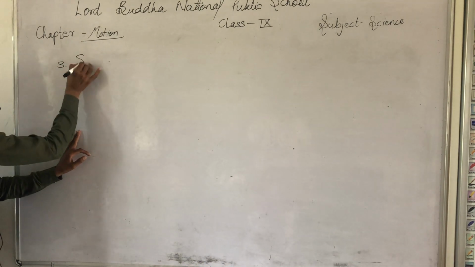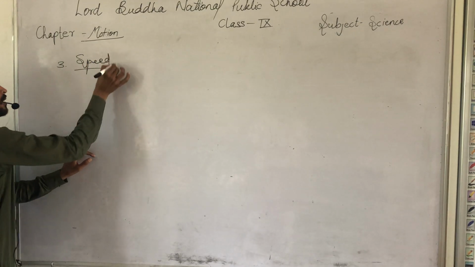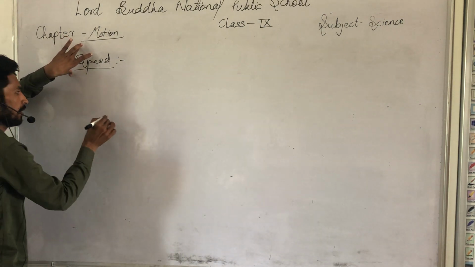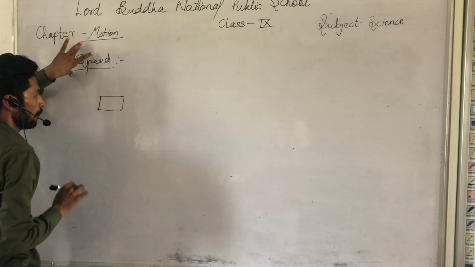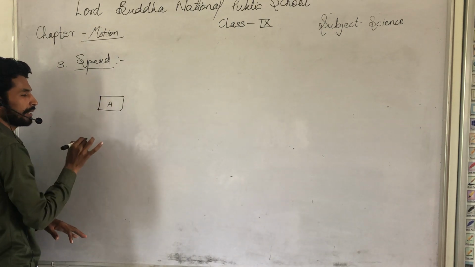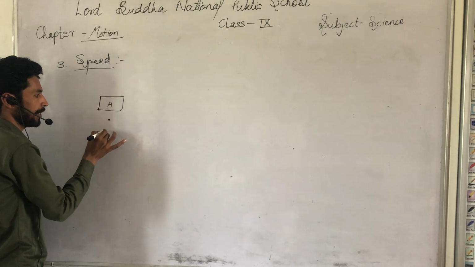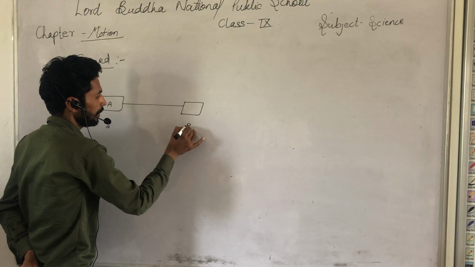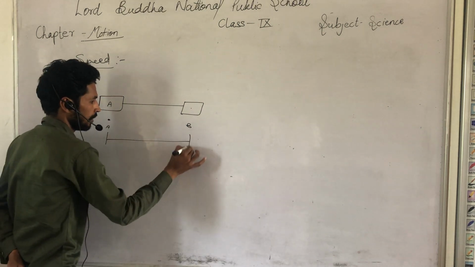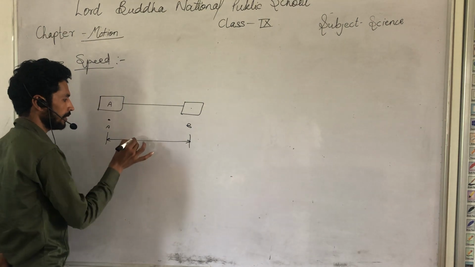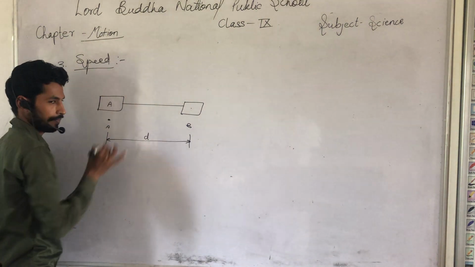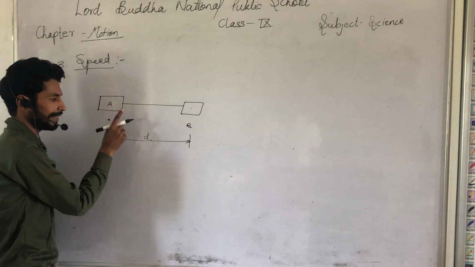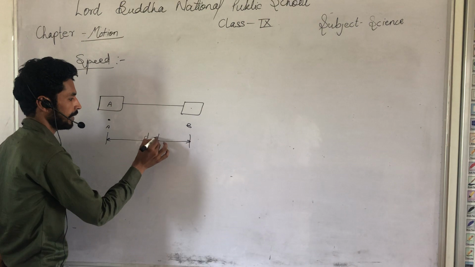Topic number three is speed. What is speed? Take an object that is located at point A and moves to point B. There it travels some distance, suppose D.